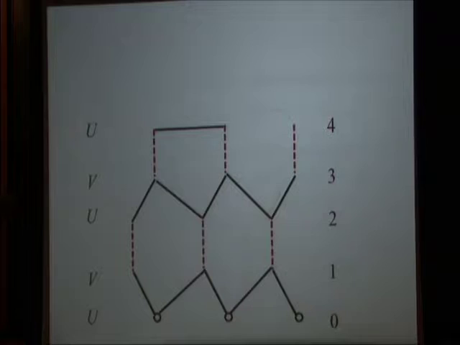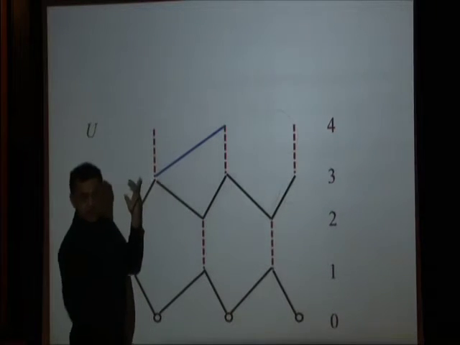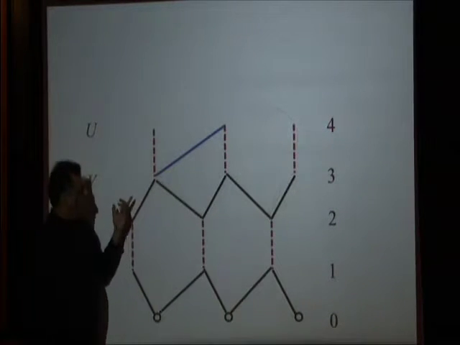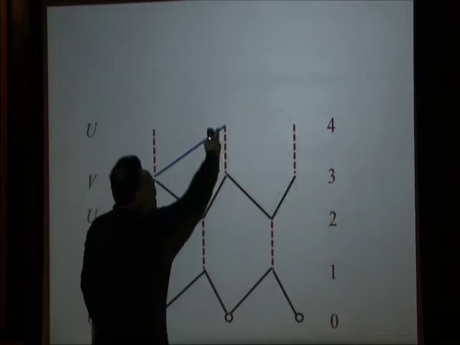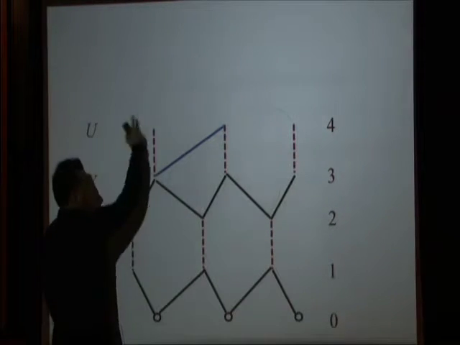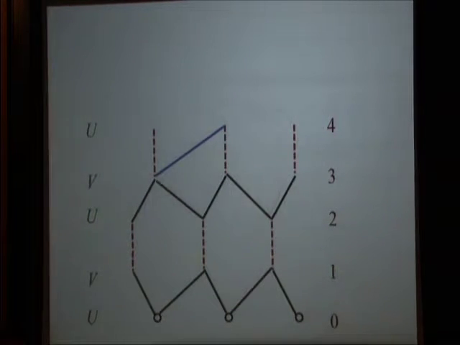Can such an edge happen? Not in bipartite. It creates an odd cycle. What about this edge? It's only going from the U side to the V side, so surely that can happen. But it's useless, because why would you go like this when you can go like this if you want to find a shortest augmenting path, right? So this is not needed.